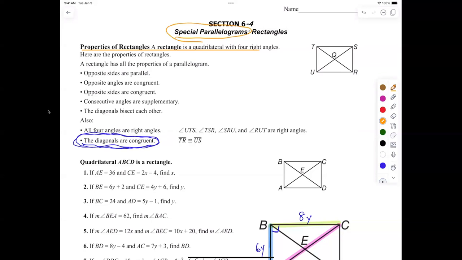All of the properties of a parallelogram apply to the rectangle. The rectangle is just a special parallelogram. And it's special because the diagonals are equal. And what's true about the sides? Yes, they're perpendicular. That's it.